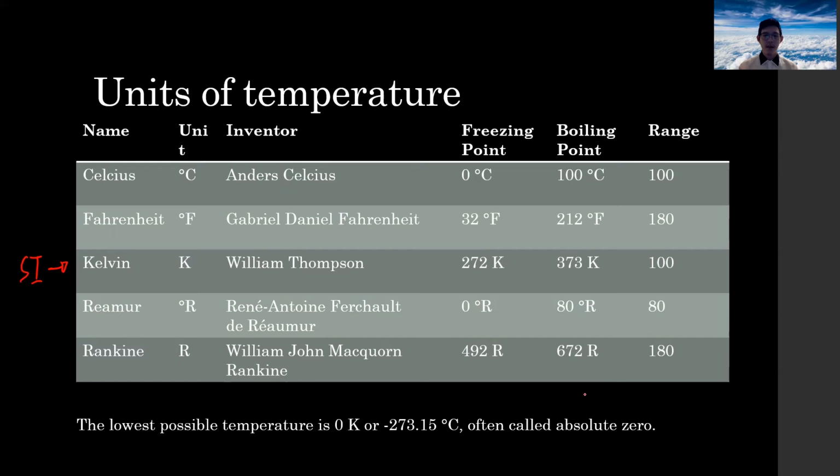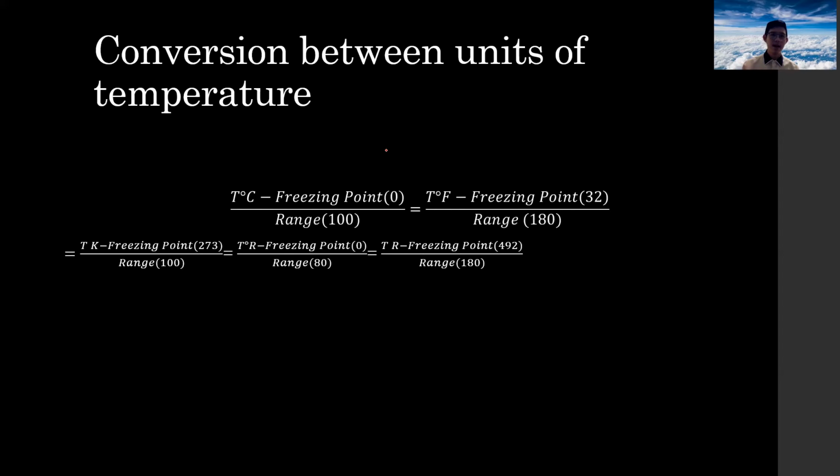And we haven't gotten to absolute zero. It is technically impossible, but we have come very close. We have reached 0.00 something 1 Kelvin and never absolute zero. Now, we can convert between the units of temperature.